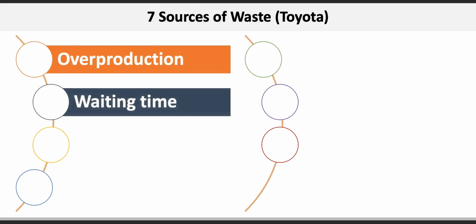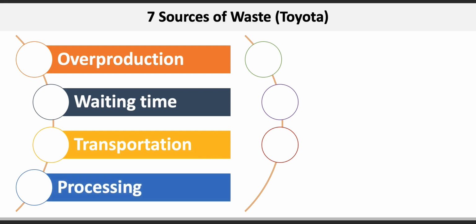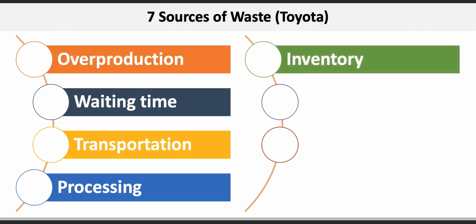There's waiting time. For instance, allowing queues to build up between operations results in longer lead times and more work in process. A third source of waste is transportation, which is the time and effort spent in moving products around the factory as a result of poor layout. Another waste is processing. This is the traditional form of waste as exemplified by scrap that often results from poor product or process design.